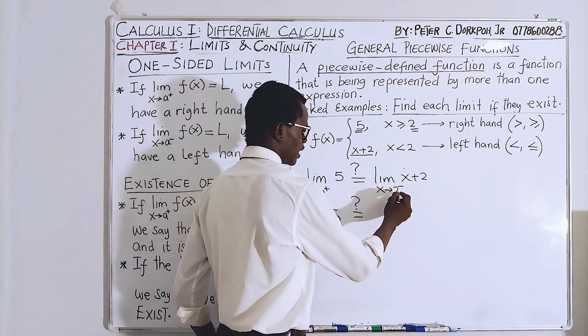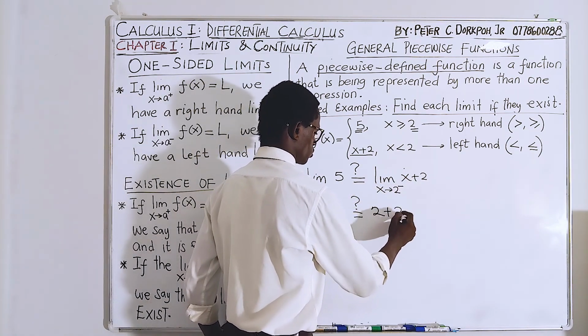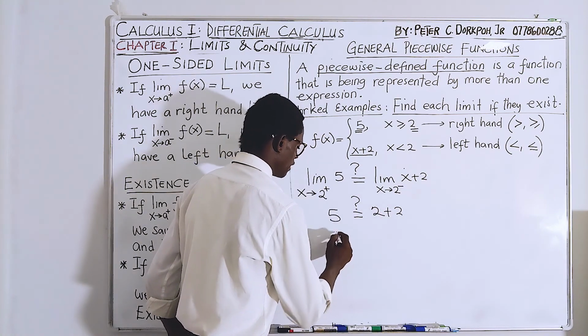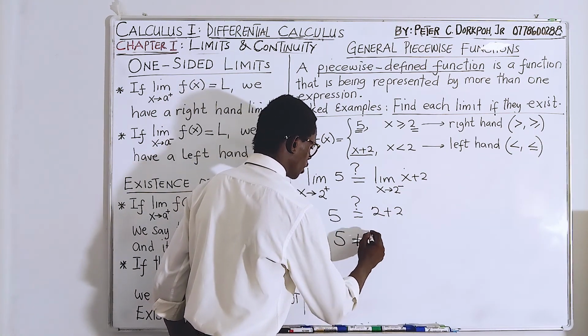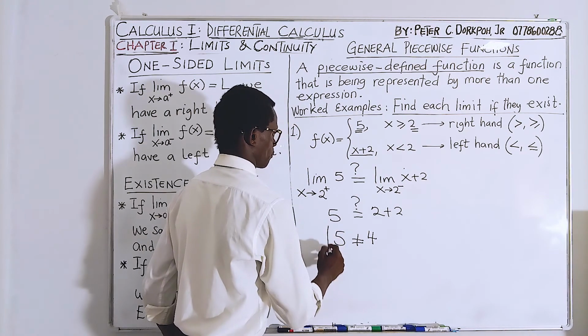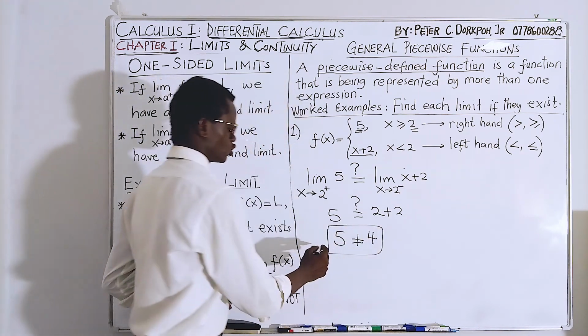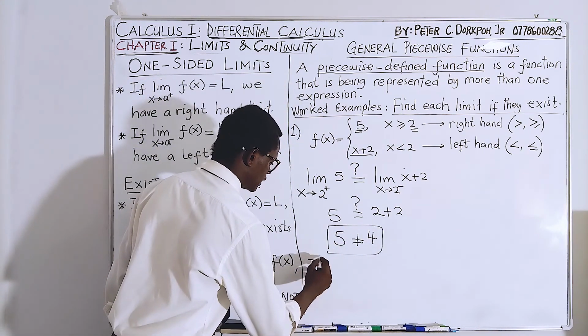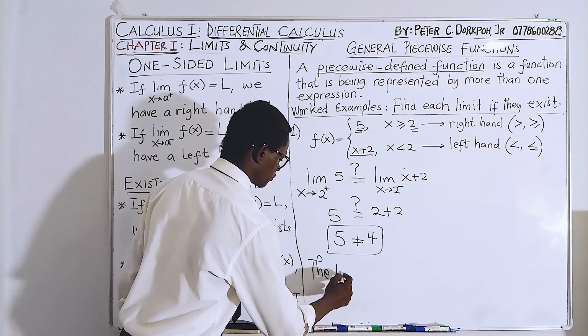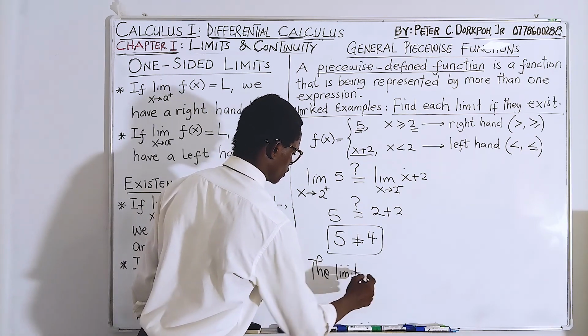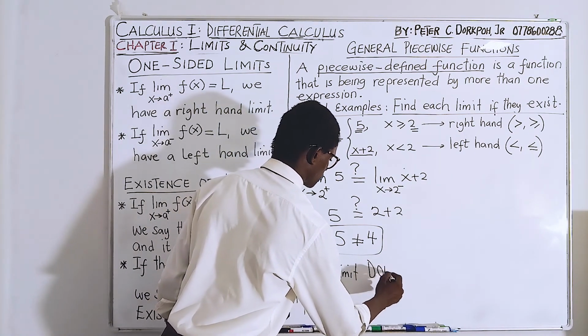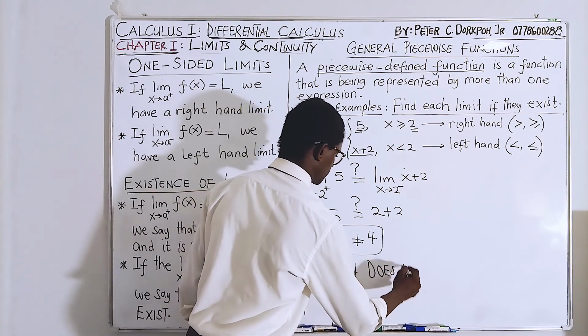This one, x is 2 now. We put 2 plus 2. So this is 5, which is not equal to 4. So we conclude that the limit does not exist.